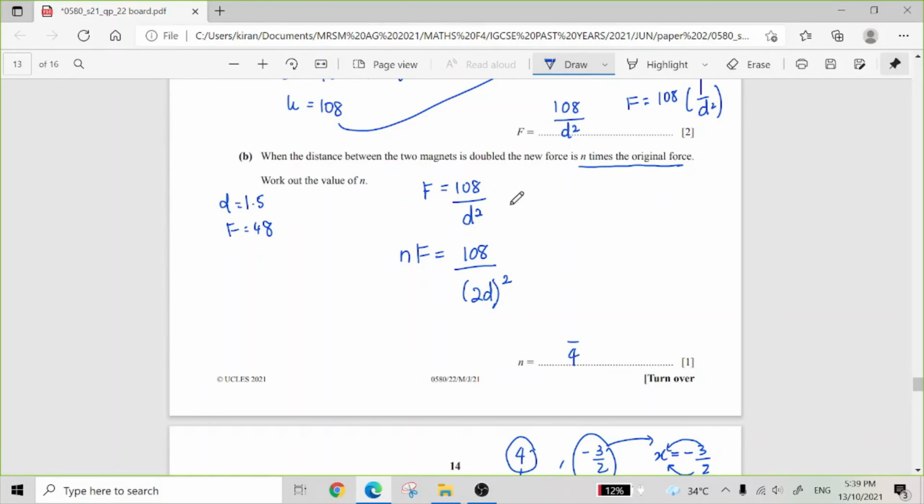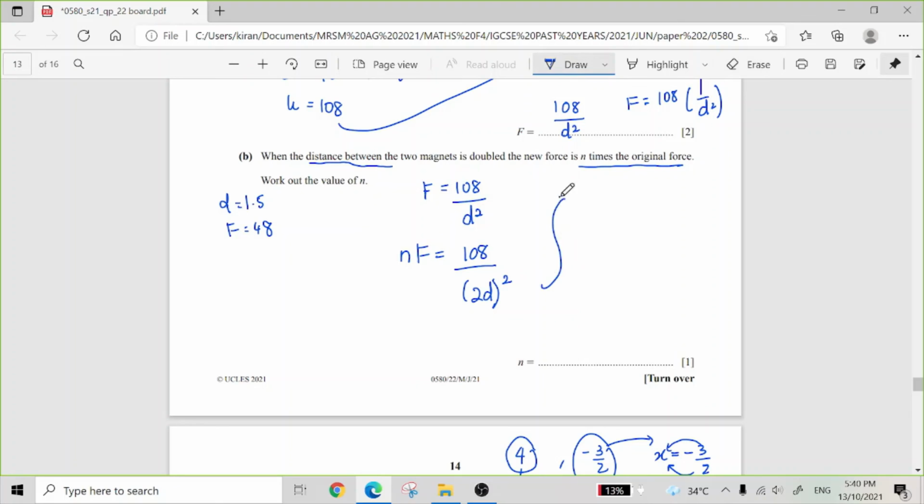Okay, we continue with question 21b. Where the distance between the two magnets is doubled, the new force is n times the original force. Work out the value of n. So we have the equation just now, F equal to 108 over d squared. So this is the new equation based on the information given. The original force F times n, and then double the distance. So now we just take the value given from question a, and then we substitute, and we calculate, and we find what is the value for n.